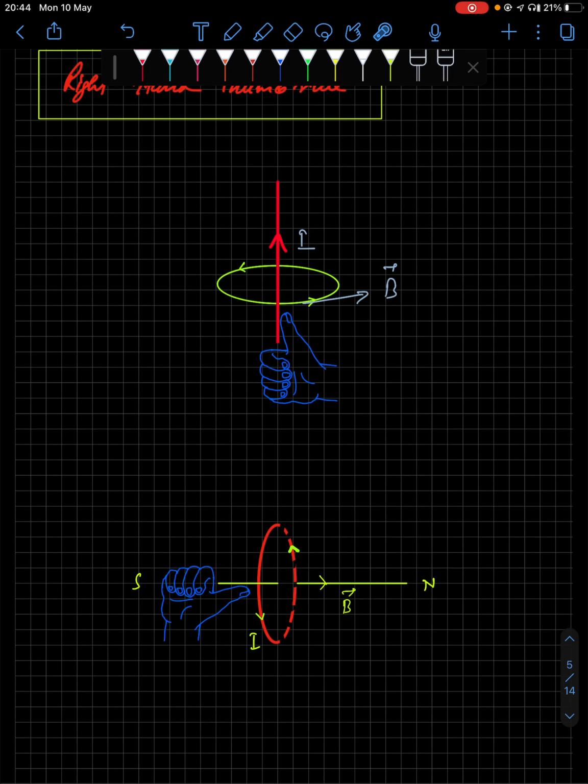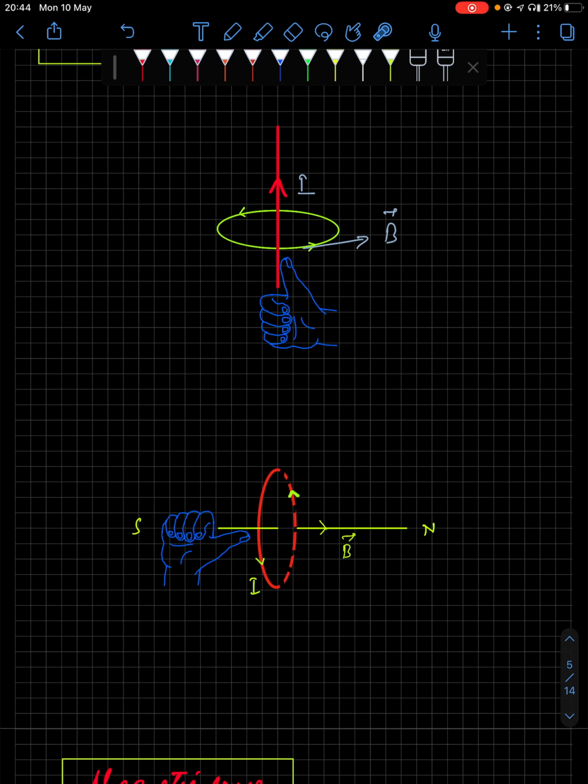So this is situation number 1. Situation number 2 is, if the direction in which the fingers curl aligns with a loop carrying current, then the thumb will show you the direction of the magnetic field. The thumb will show you the north pole, and the other side of the right hand will show you the south pole. So this is clearly understood, I suppose.